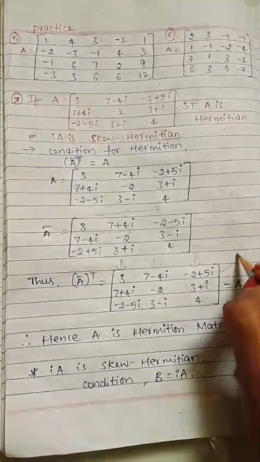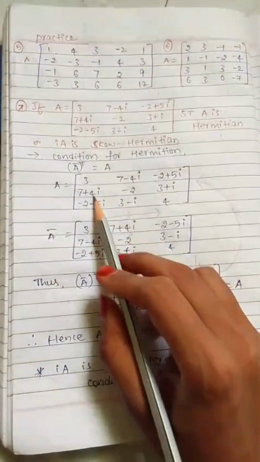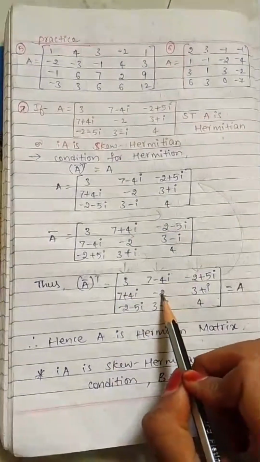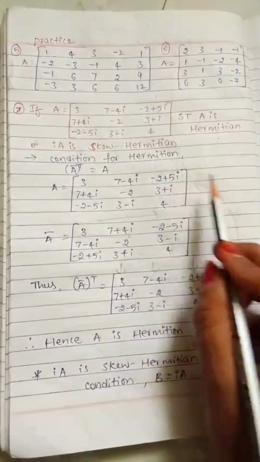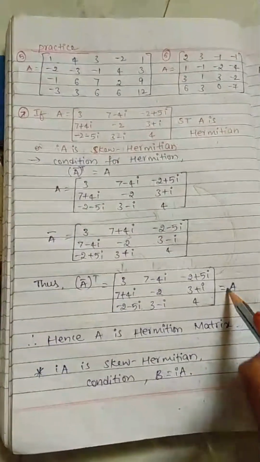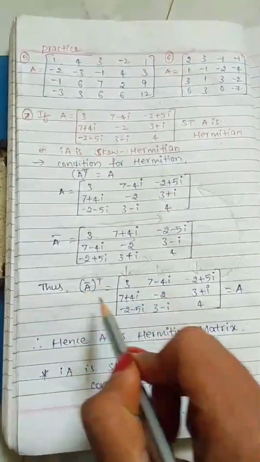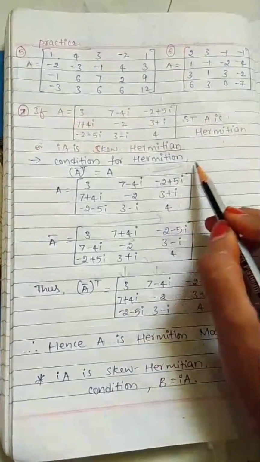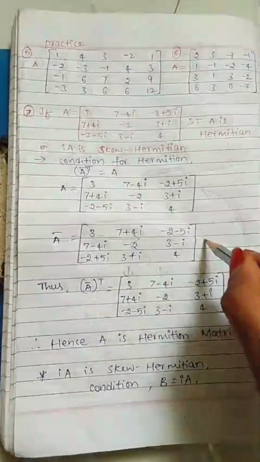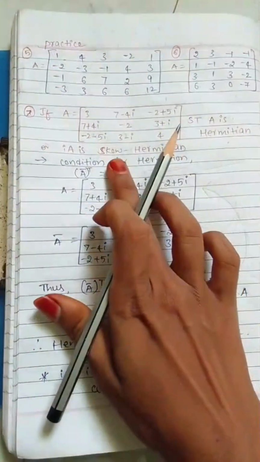Just cross check this. The A and this one should be the same. 3, 7 plus 4i, minus 2 minus 5i, 7 minus 4i, minus 2, 3 minus i, minus 2 plus 5i, 3 plus i, 4. The A and the conjugate transpose of A should be the same. Then it is Hermitian. That's why hence A is a Hermitian matrix. Got it? This is very simple. Practice this. Like this only we have one more.